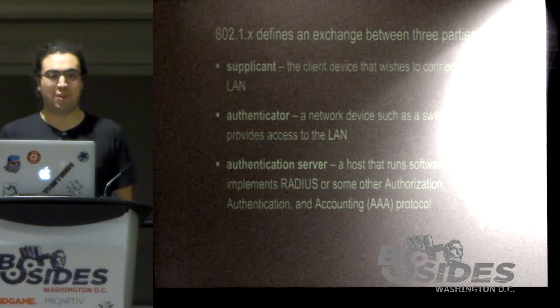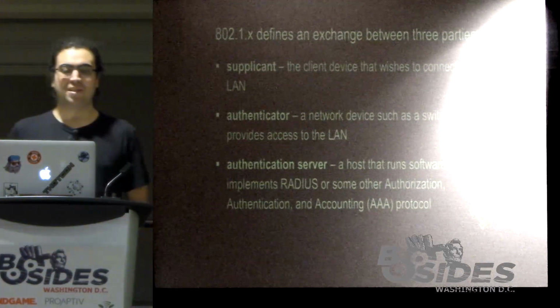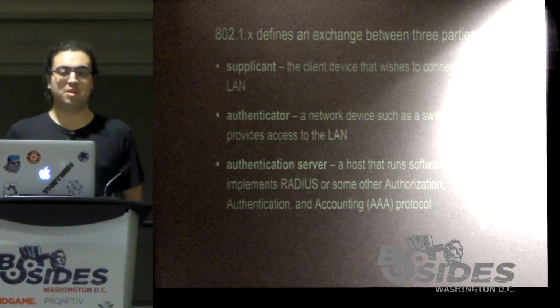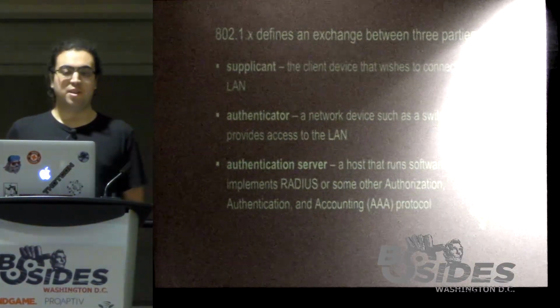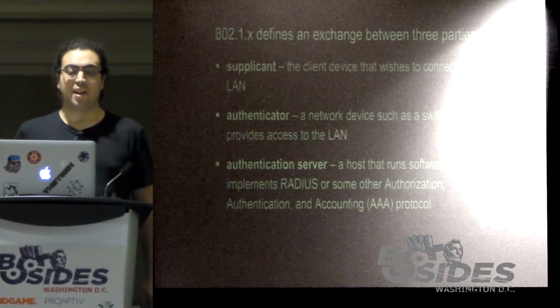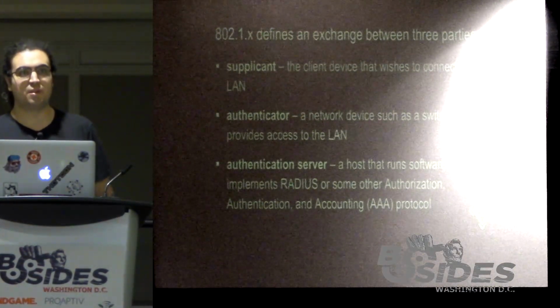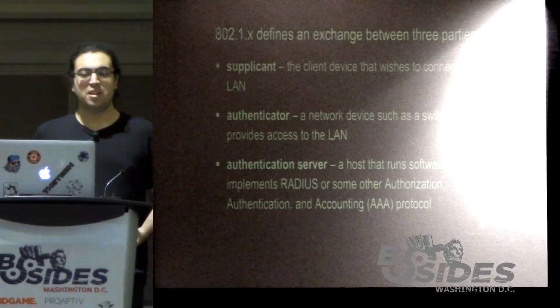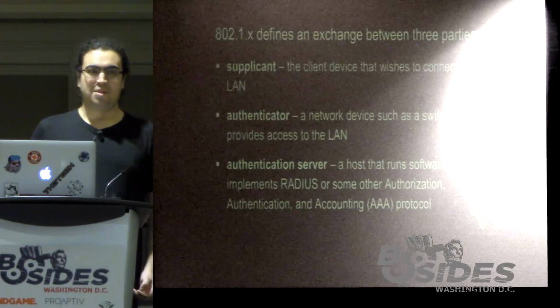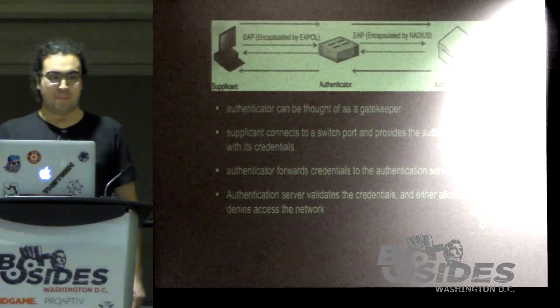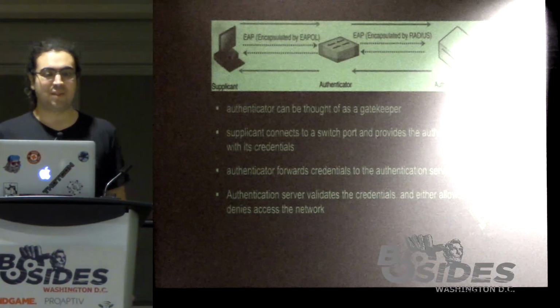802.1x defines exchange between three parties. You basically have the supplicant, that's the client device that's trying to connect to the network. You have the authenticator, which is the network device. It's usually a switch that is providing access to the network, so the supplicant is connecting to the authenticator to get to the network. And you have the authentication server. The authentication server is basically the host that's running inside the network, usually running Radius software or something similar. Its job is pretty much to make the final decisions as to whether the supplicant can access the network or not. So you can think of the authenticator as kind of a gatekeeper.